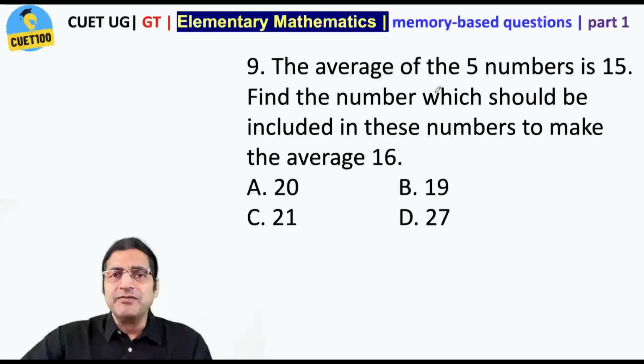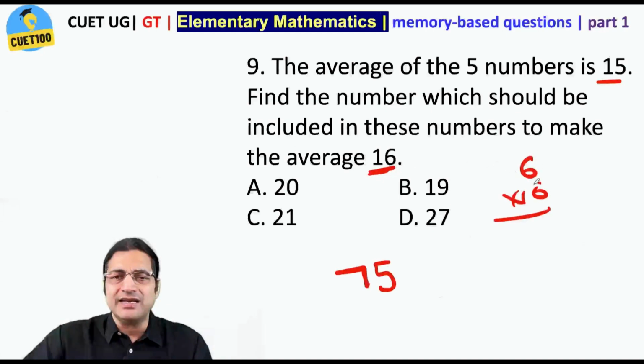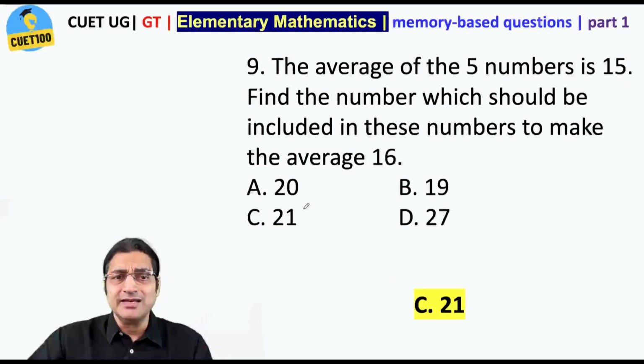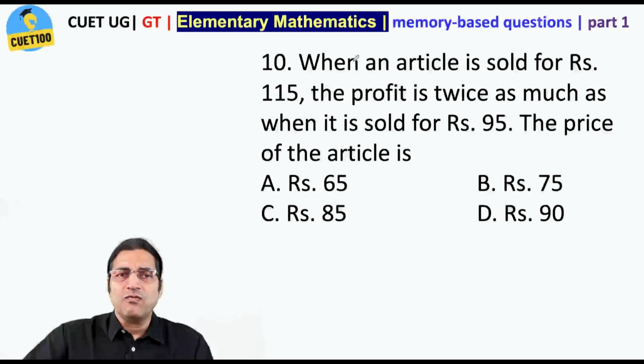Okay. The average of 5 numbers is 15. If the average of 5 numbers is 15, their sum is 75. Which number should be included in these numbers to make the average 16? So there would be 6 numbers now with the average 16. 16 into 6 is 96. So which number should be included? Just add 21 to make it 96. So this is your answer. Easy peasy, right?